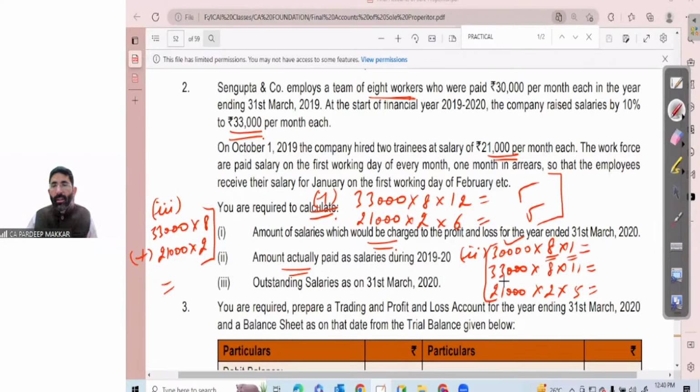And then 33,000 salary, that is April in May, May in June, June in July. Previous month salary is paid on the first day of next month. So this is paid for 11 months, because the salary of March is not paid; that will be paid in April. That remains outstanding, we can say. And same is for the 21,000 salary, that is paid for 5 months because March salary is not paid. So whatever remains outstanding is shown here as the answer of point number third.